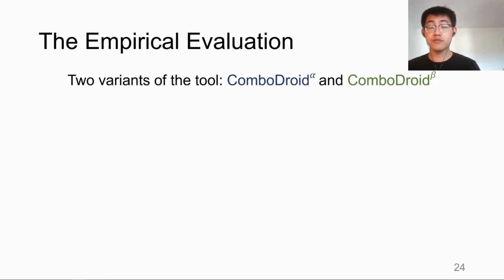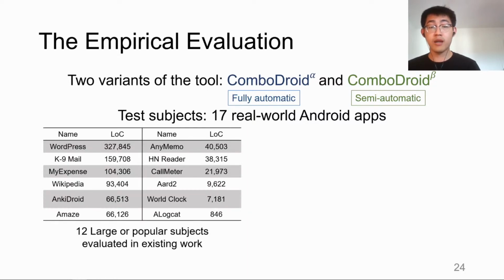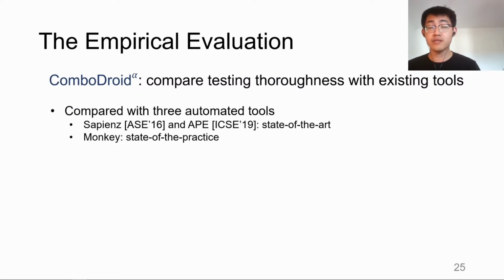We implemented two variants of the tool: ComboDroid Alpha, which obtains use cases fully automatically, and ComboDroid Beta, which relies on human to generate execution traces and annotate use cases. Moreover, we selected 17 real-world Android apps as test subjects to evaluate the performance of the tool. They are either used to evaluate existing works or popular on GitHub. For ComboDroid Alpha, which is a fully automatic variant, we compare its testing thoroughness with the three existing automated tools, where Sapienz and Ape are state-of-the-art, and the Monkey is the state of practice.